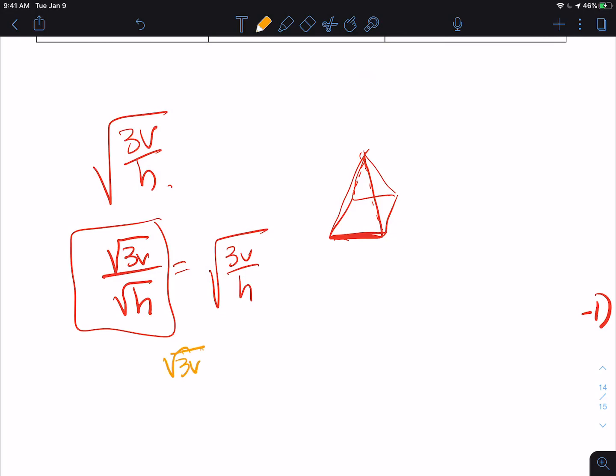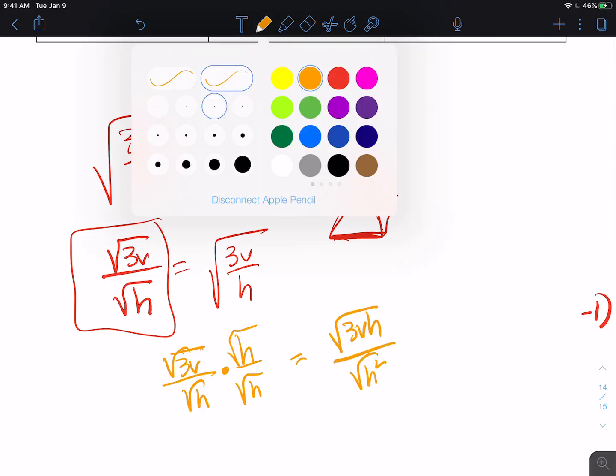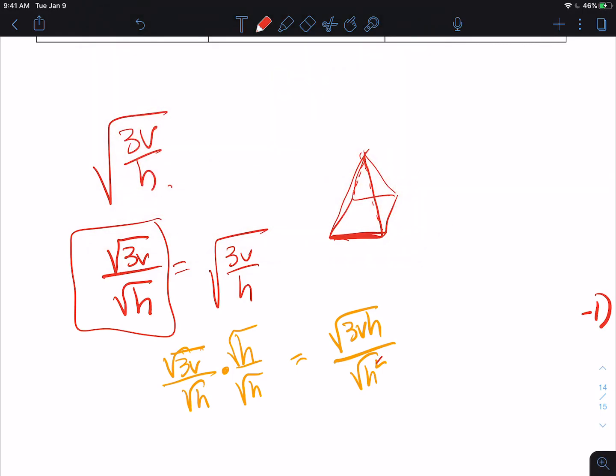So the square root of 3v over the square root of h. Well, I don't want the square root of h, so I'm going to times by the square root of h on top and bottom. Notice the square root of h over the square root of h is 1. So we get the square root of 3vh over the square root of h squared, or you can just remember that when you're squaring a square root that has the same thing underneath, that it just undoes each other. So then this would give us the square root of 3vh over h.